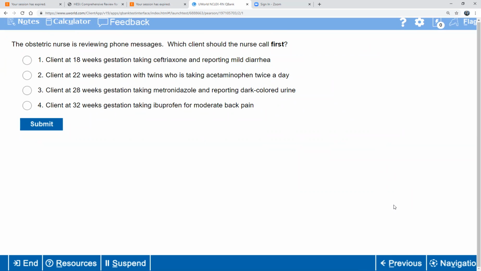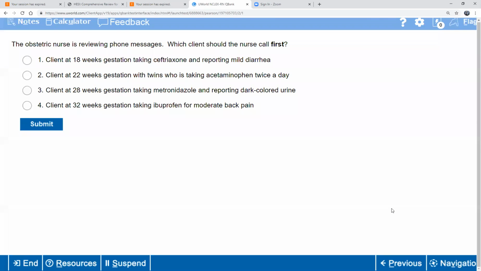It's an NSAID. Okay. A client at 20 weeks gestation taking metronidazole and reporting dark colored urine. That's an antibiotic also. Okay, it's an antifungal actually, and is dark colored urine an expected side effect of that medication? Is it? Yes. Right. Side effect? Okay. Just like is diarrhea an expected side effect of ceftriaxone? Okay, good. Yes. A client at 30 weeks gestation taking ibuprofen for moderate back pain.